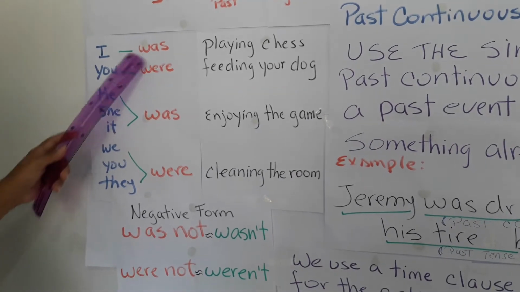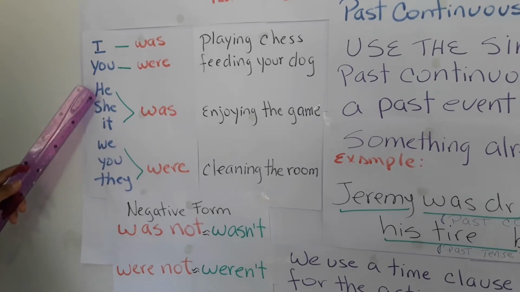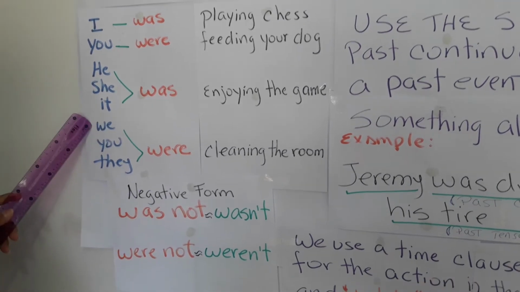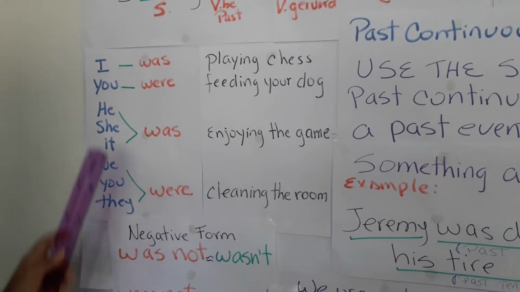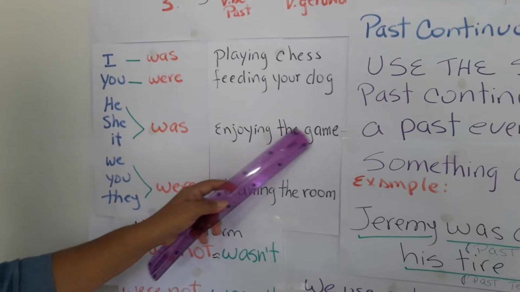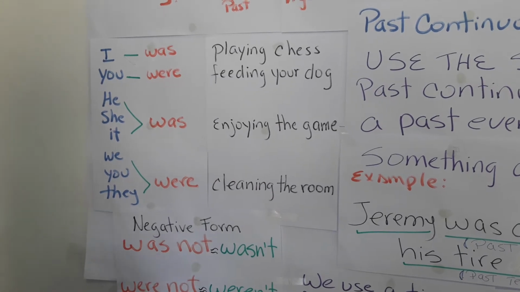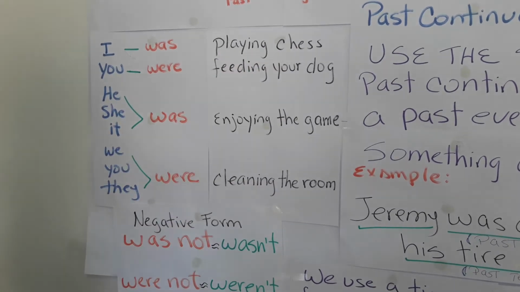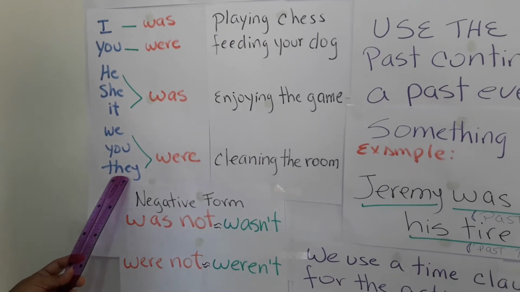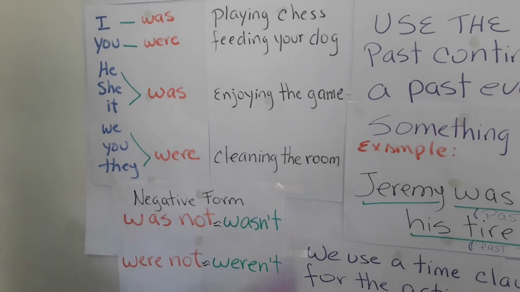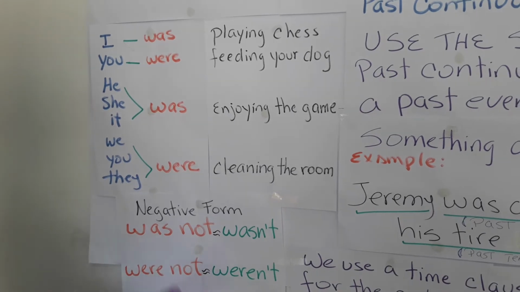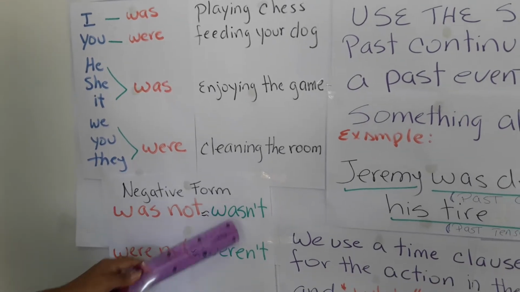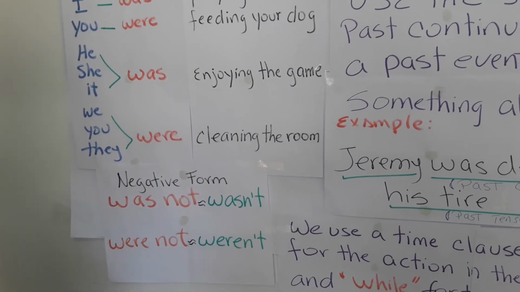I was, you were, he, she, it was, we, you, they were. So if I choose, for example, he was enjoying the game. Or if I prefer, I was playing chess. If I prefer plural form, they were cleaning the room. When we want to express the negative form: was not, wasn't, were not, weren't.